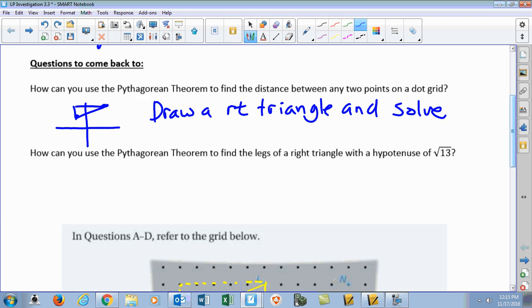All right, now the second question dealt with the very last question we did. How can you use the Pythagorean theorem to find the legs of a right triangle with a hypotenuse of the square root of 13? What a few of them said was that they were looking for the two legs that added up to 13, right? So they were trying to find two perfect squares that add up to 13, which happened to be 4 and 9. You could also try to work backwards from the answer.